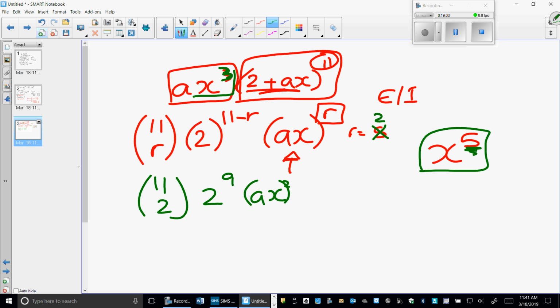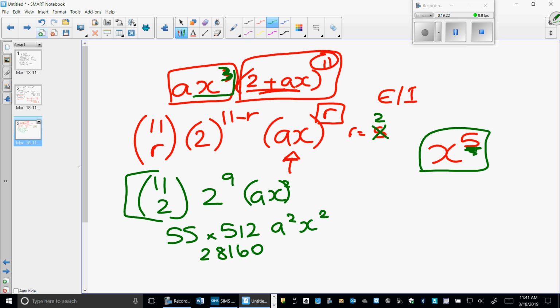Right, so that's that, and then we're multiplying this by something else. Maybe we should write out what these numbers are. What is 11 choose 2? 55. And what is 2 to the 9? 512. And then that's a squared, x squared. And then perhaps we find out what this big number is. 28160. So we've got that as that term.